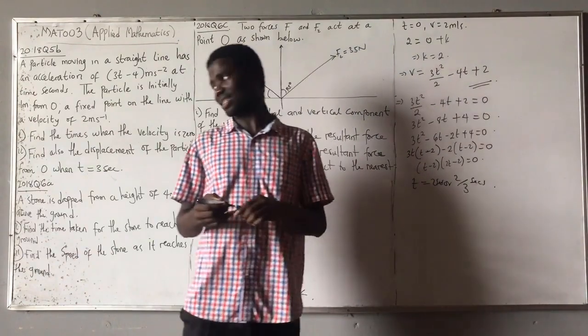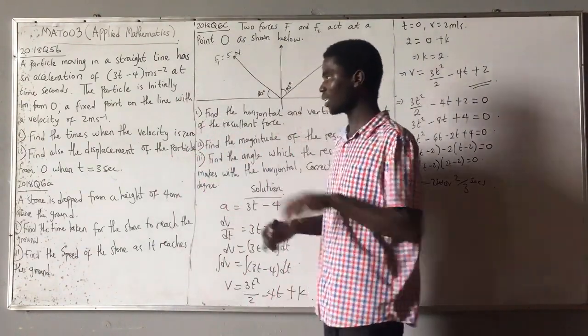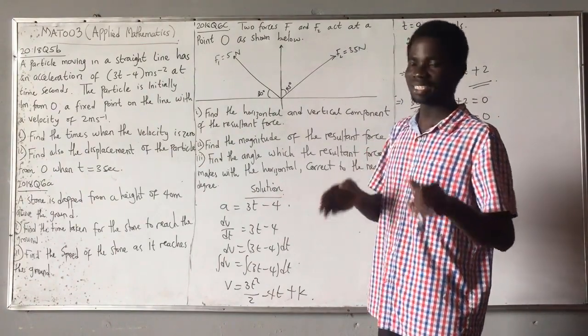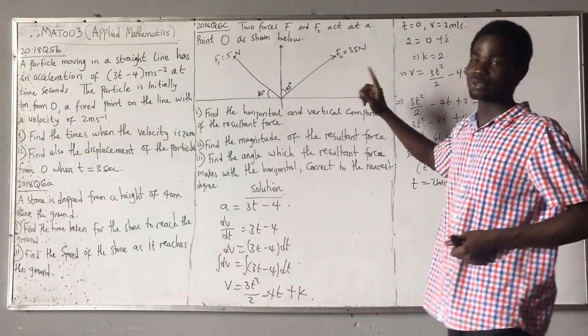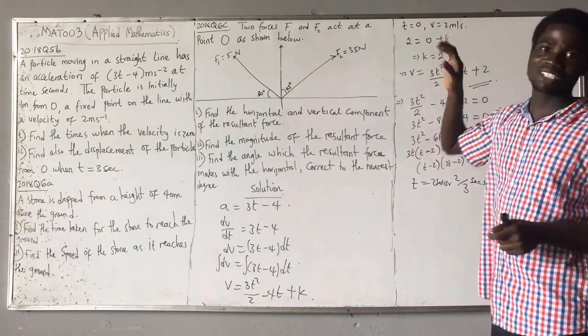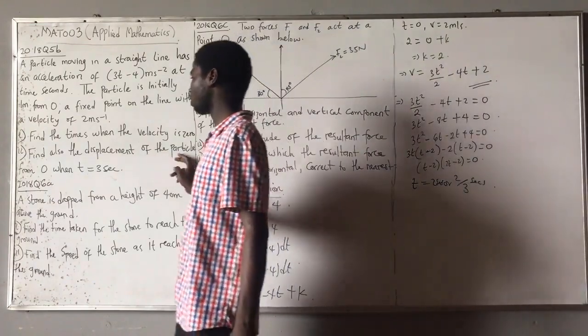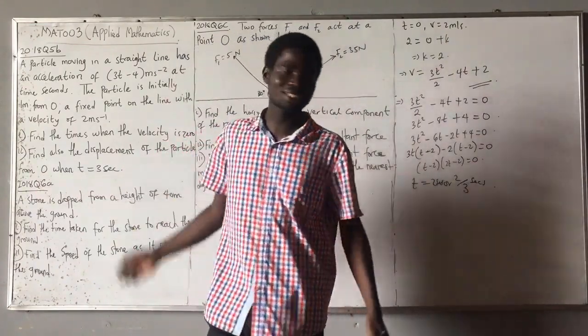So the velocity is 0. Now, the second one. You are now told to find the displacement. Don't forget that thing I wrote for you. If you have velocity, to find the displacement, you have to integrate. Now, find also the displacement of the particle from 0 when t equals 3 seconds.